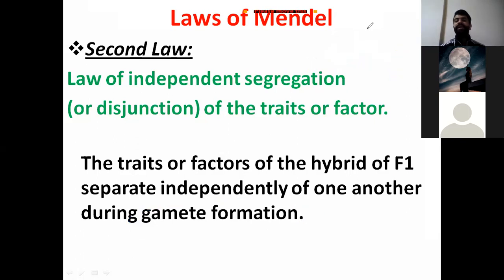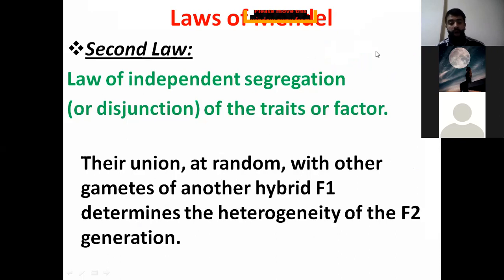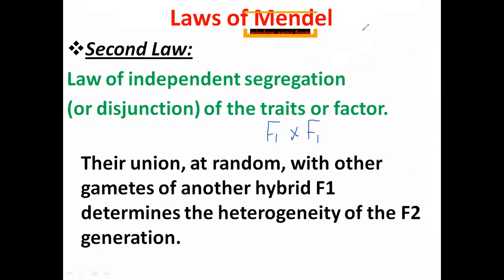It is always applied with the F2, F1 crossed with F1. Okay? So their union with another gamete of another hybrid will give the F2. What do we call the cross whenever we cross F1 with F1? What do we call this cross?